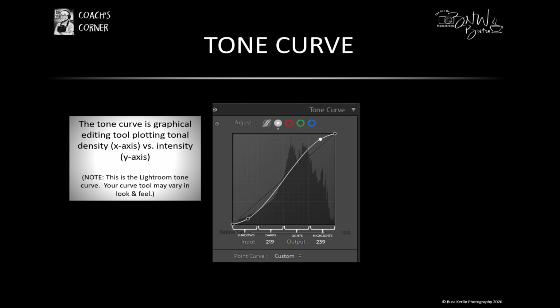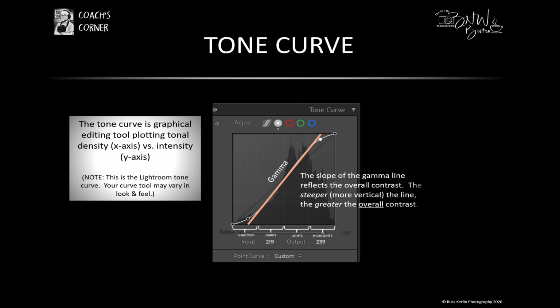The other thing I wanted to show you here is that if I draw a straight line over the majority portion of that curve, I get what's called the gamma line. The slope of the gamma line reflects the overall contrast. The steeper or more vertical that line, the greater the overall contrast. That's important. So as I move those points around or points in between, I can affect the contrast across the whole image or in specific regions. And we'll see that here in a second.